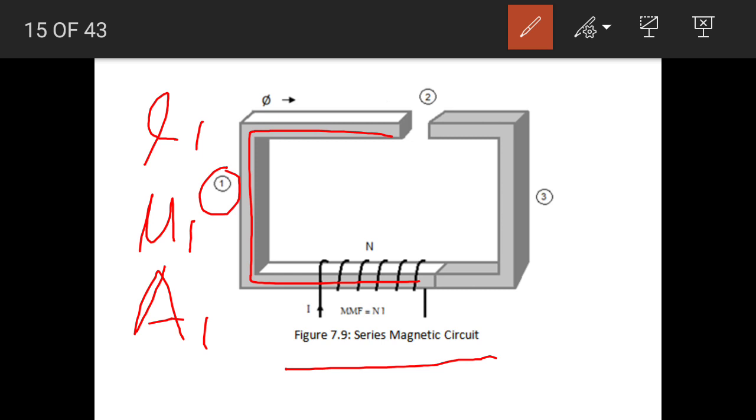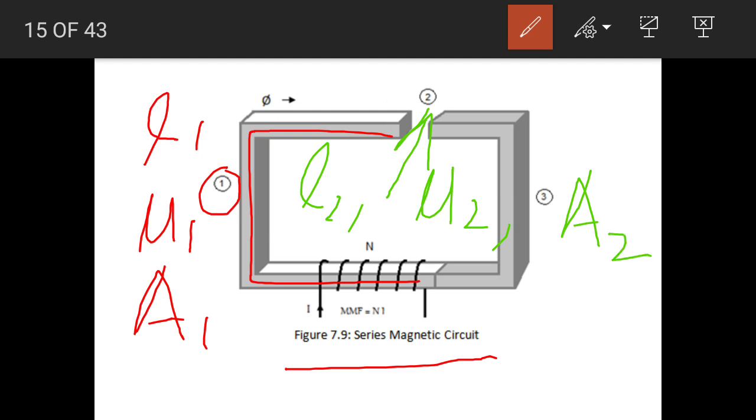We consider this gap, which is material number 2. We assume that the mean length of the air gap is L2, the permeability of the gap is mu2, and the cross-sectional area of this gap is A2. So we consider this gap as material number 2. The mean length of this material is L2, the permeability is mu2, and the effective area of the air gap is A2.